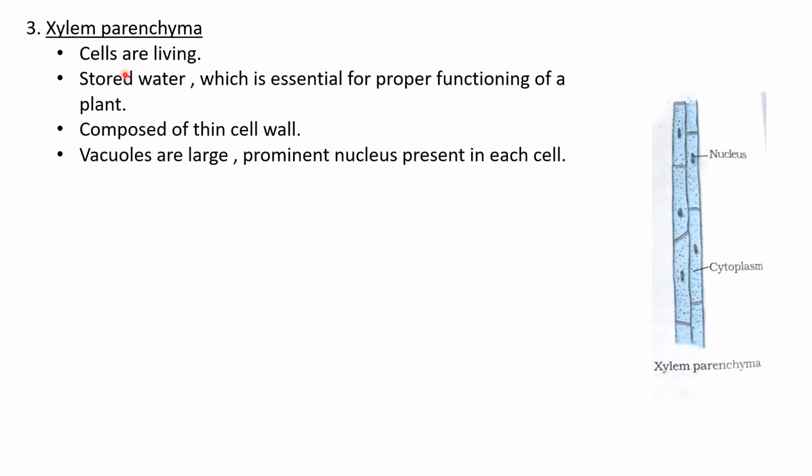Next, xylem parenchyma. Cells are living. Here you can see that xylem only consists of dead cells except xylem parenchyma. So xylem parenchyma has the only living cells. They store water, which is essential for proper functioning of a plant. Composed of thin cell wall, vacuoles are large, and a prominent nucleus is present in each cell. Here we can see the prominent nucleus.